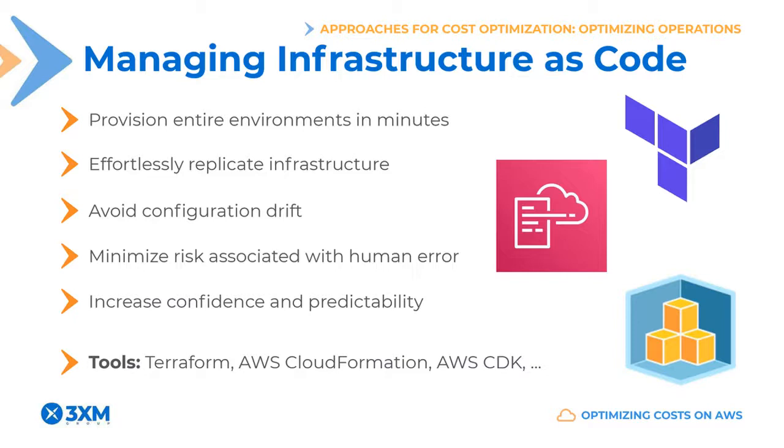Now, this all helps build an efficient operations model, right? And there are lots of tools in the ecosystem that help you manage infrastructure as code. For example, Terraform, which is the one we prefer here at 3XM, but there's also AWS CloudFormation, which is the native infrastructure as code solution in AWS, and it's also used by many companies.